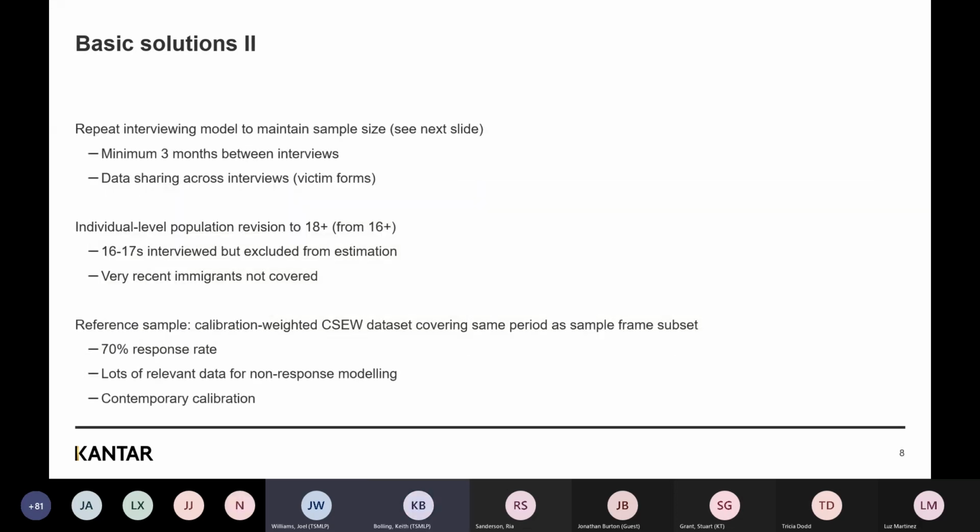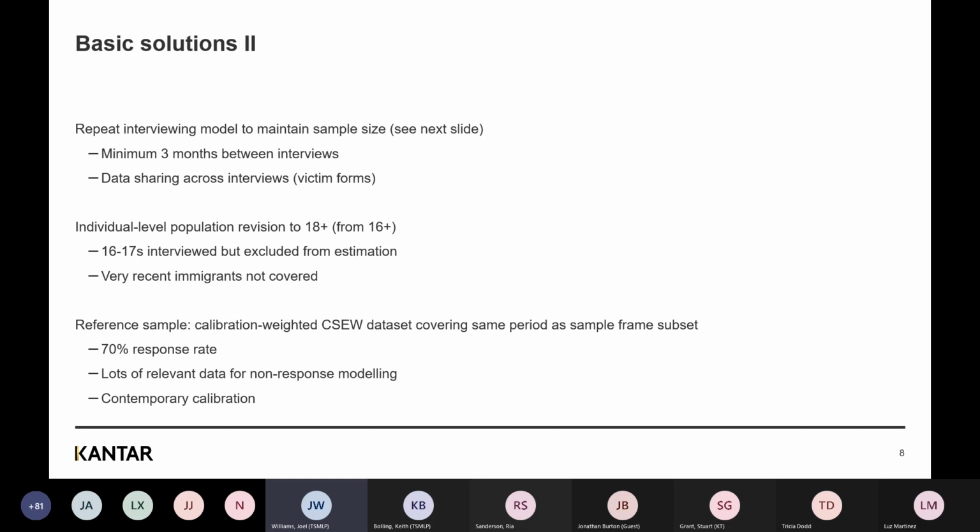So the solution needed to be a repeat interviewing model to maintain that sample size requirement. We, to some extent, adopted the classic labour force survey panel design, in which there is a minimum of 3 months between interviews. In each of these interviews, some of the data comes from that interview, but we don't constantly ask them about the same 12-month period for victimization incidents. Essentially, they're being updated as each interview is done. So there is some data sharing across interviews, and some of the victimization data may come from an earlier interview than the latest one.